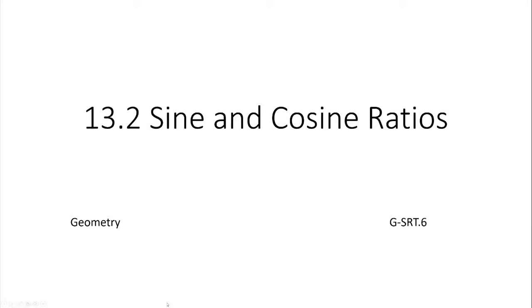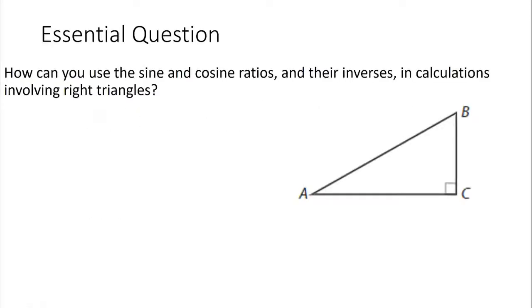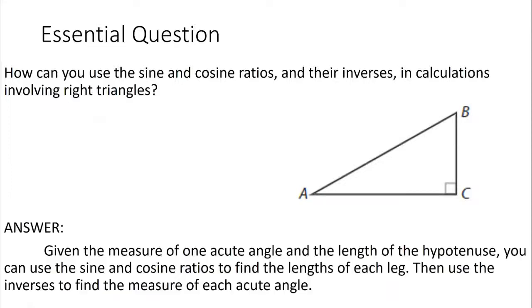Hi guys. So here's 13.2 sine and cosine ratios. Our essential question: how can you use the sine and cosine ratios and their inverses in calculations involving right triangles? Sine and cosine are the other two trig ratios that you're going to learn. We already learned tangent, so these are the other two.